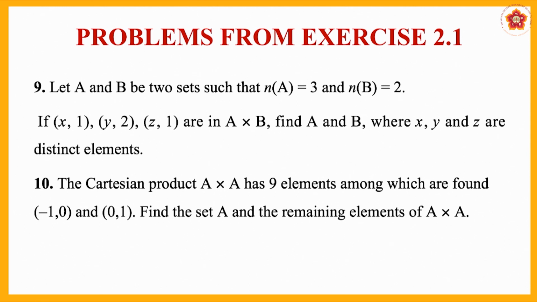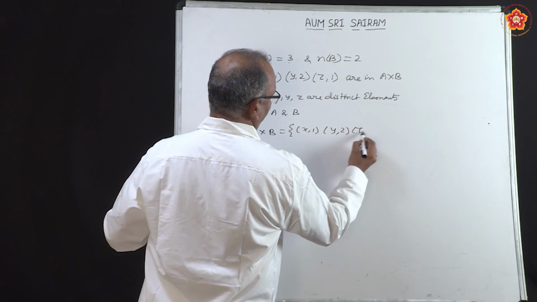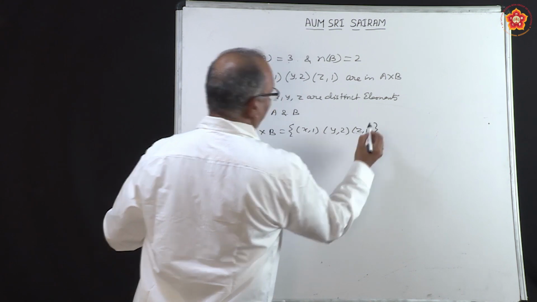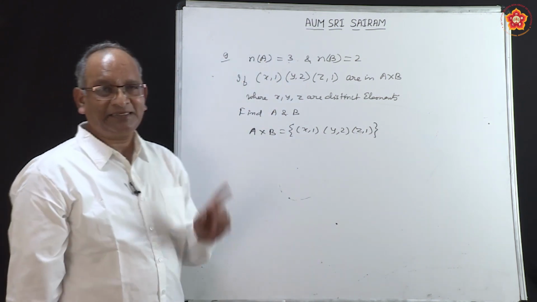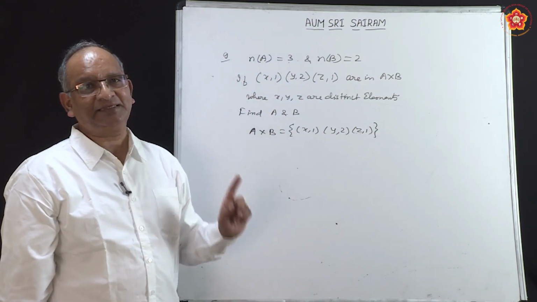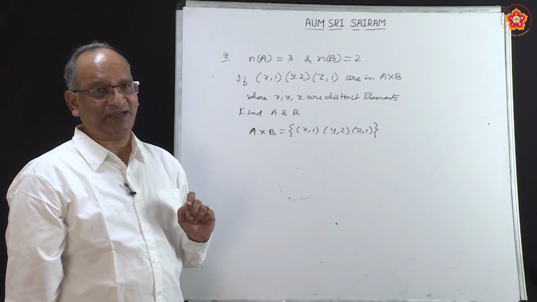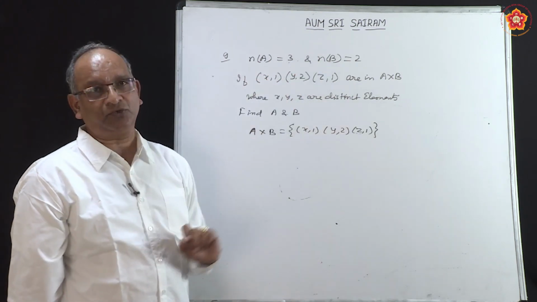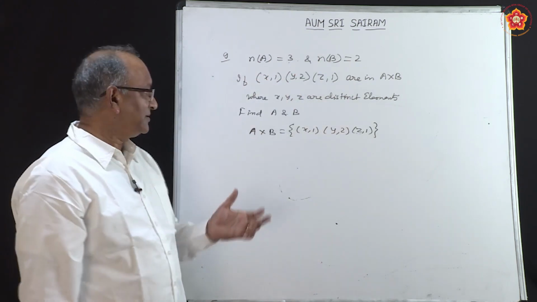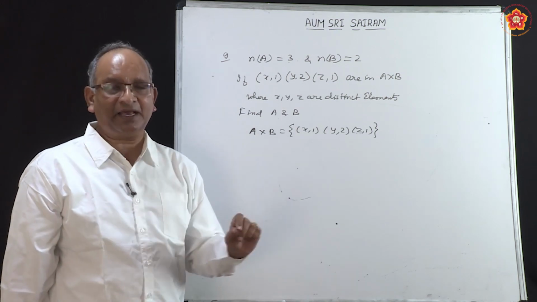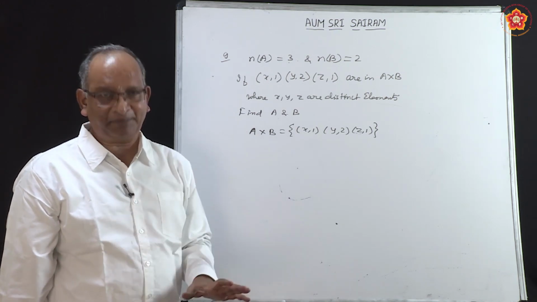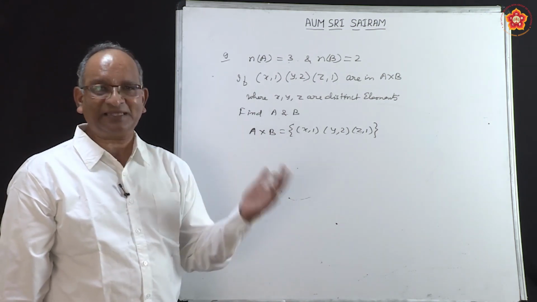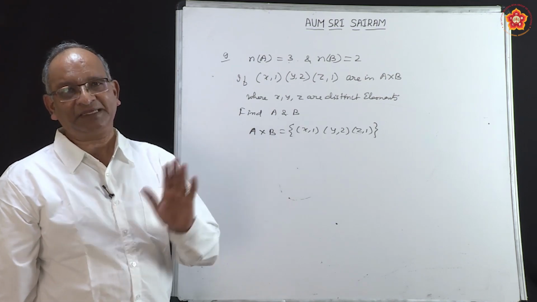x1, y2, z1. With the help of this, we need to guess what the elements in set A are and what the elements in set B are. These two things we have to find. He already mentioned that A has 3 elements and B has 2 elements. And we know that A cross B is a set of all possible ordered pairs. Ordered pairs means all the first elements are from the first set and second elements are from the second set.